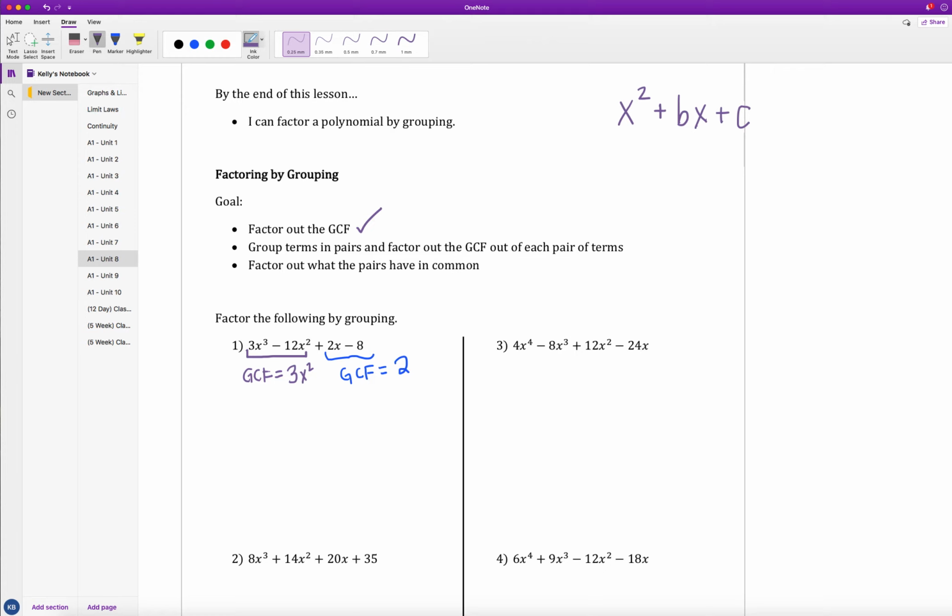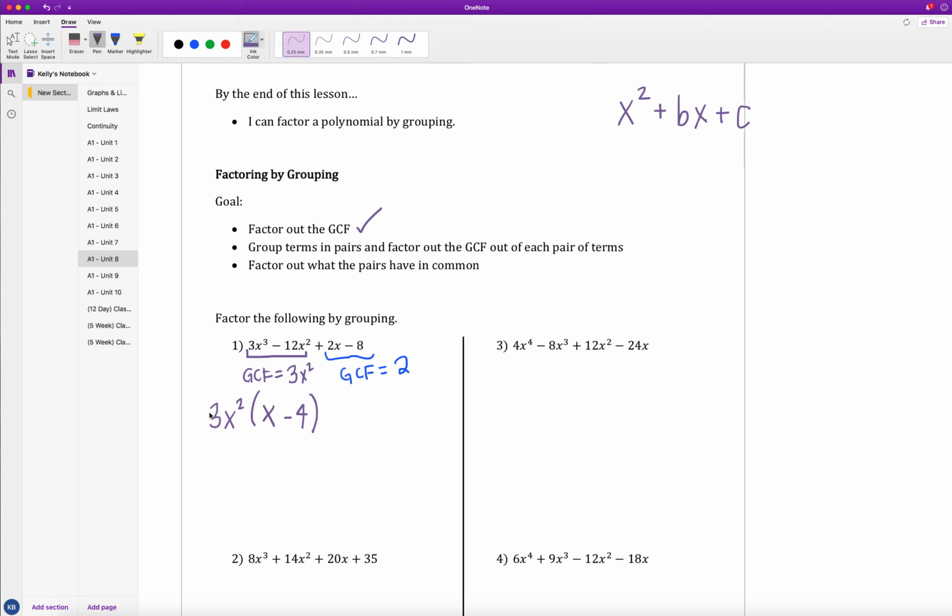So for the 3x cubed minus 12x squared, our greatest common factor was 3x squared. I'm going to factor that out, and what I'll get left with then is going to be a 3x minus 4. Since when I factored out there is no 3 there, I factored the 3 out, so I'm just left with an x minus 4. My bad. I'm sorry, you guys.